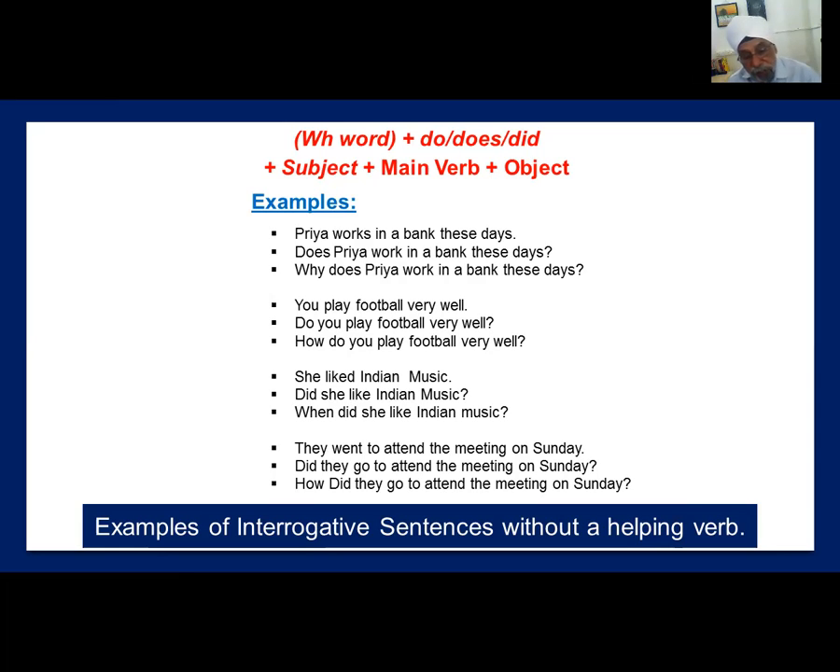Past simple tense sentences also don't have a helping verb. So, she liked Indian music is a sentence of past simple tense. So we have to add the past tense of do or does, which is did. So, did she like Indian music? Please also remember that when we have used this word did in interrogative or negative sentences, then we have to use simple tense.